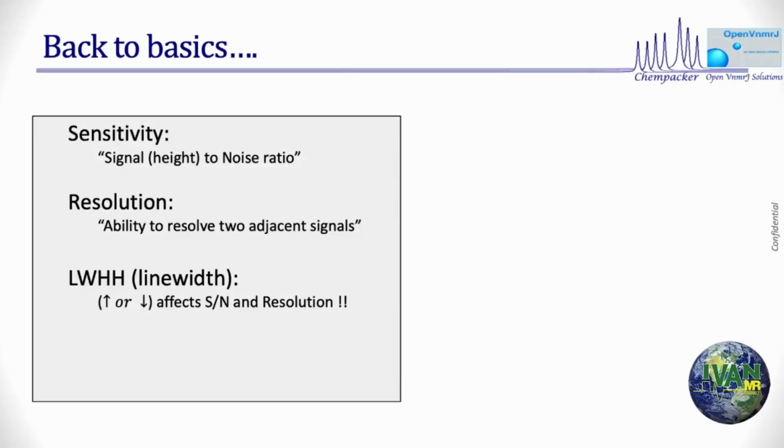Okay, so let's go back to basics. Sensitivity, resolution, and I took line width also. Line width is basically the width at half height. And I said, okay, these are the fundamental definitions that we use. Detectability is a question mark. How did it all start?